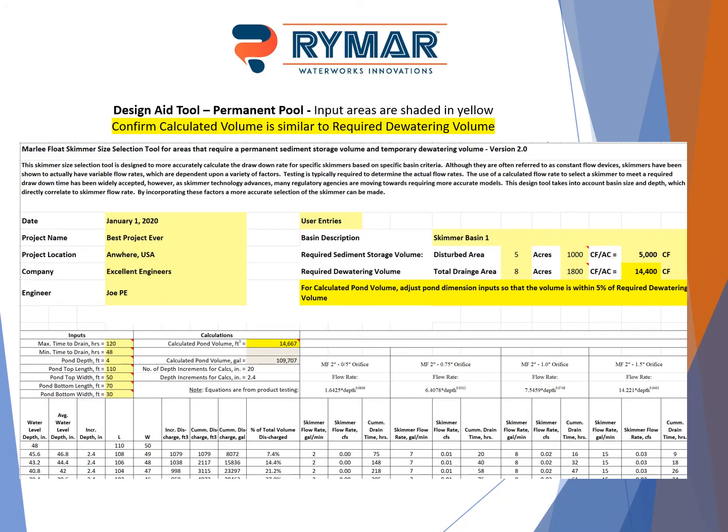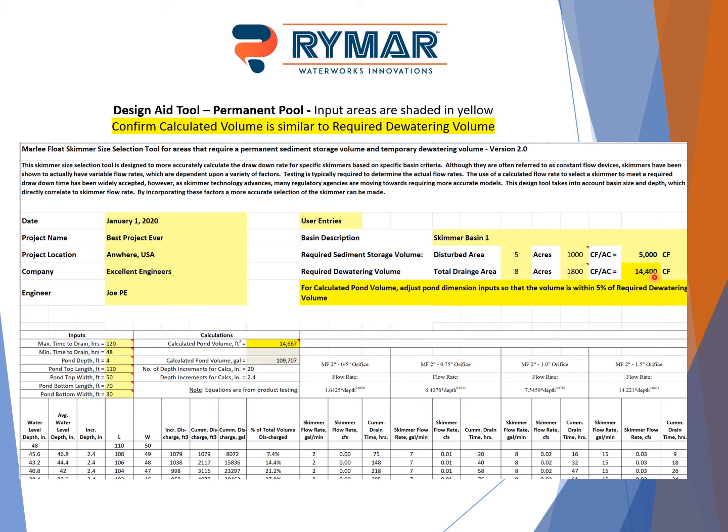You can use our other design tool, which includes a permanent pool volume in areas that require a permanent pool, such as Ohio. So in this case, you have similar information here as far as your project inputs. We've added a place to calculate your required sediment storage volume, which is typically based on your disturbed area. Often that's 1,000 cubic feet per acre, but you can adjust to your local MS4 requirements. And your required dewatering volume based on your total drainage area to the basin. And again, you can adjust the volume required based on your local MS4.